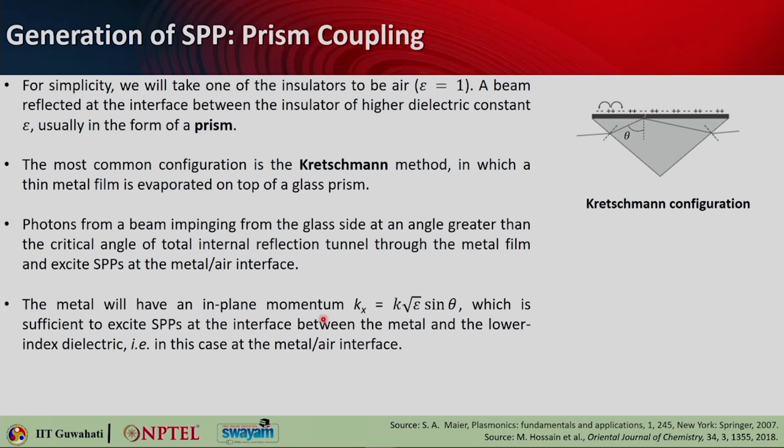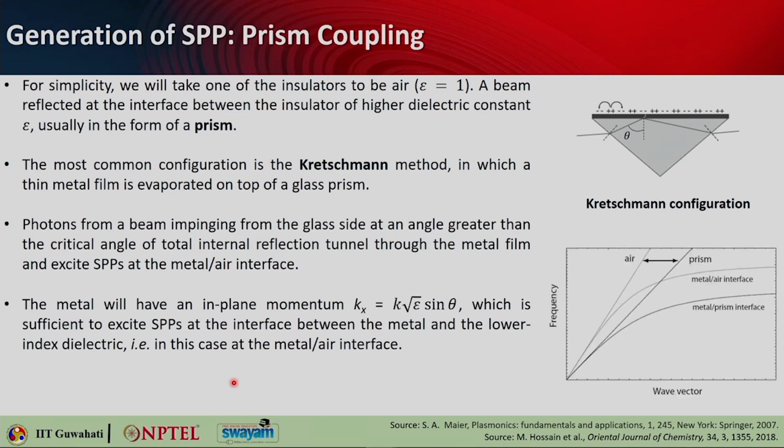Now, the metal will have an in-plane momentum which is given as kx. You can write it as k square root of epsilon sin theta, and this will be sufficient to excite SPPs only at the interface between the metal and the lower dielectric constant, that is air in this particular case. You can see from this dispersion relation. You can actually think of the dispersion relation as the main lookup thing in the plasmonic case.